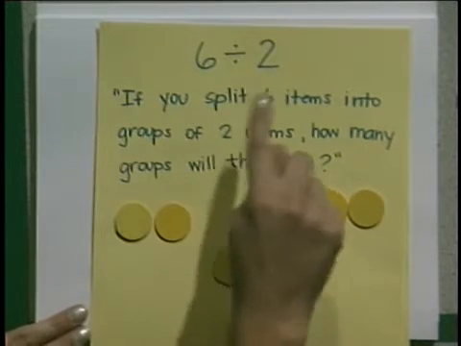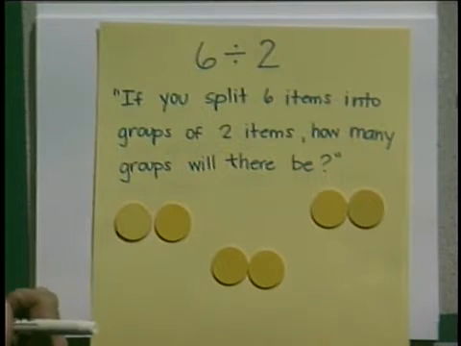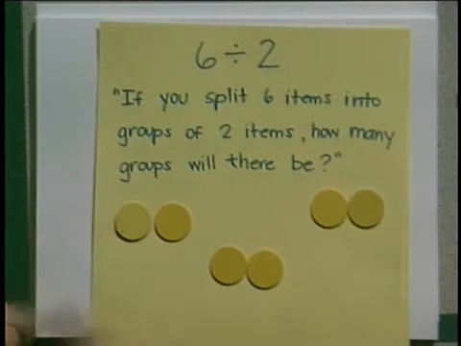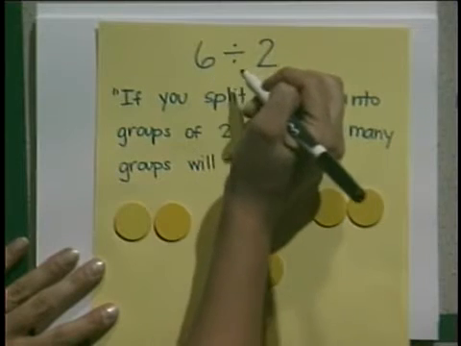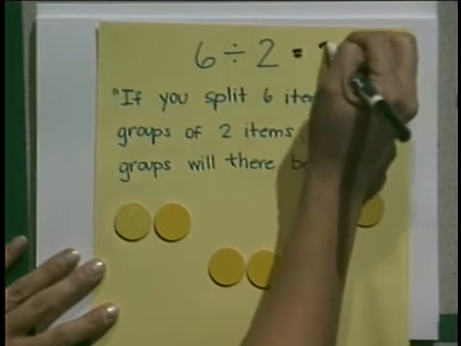So if you split 6 items into groups of 2 items, how many groups will there be? And we have 1, 2, 3 groups. So the quotient, when we do positive 6 divided by positive 2, we get a positive 3.